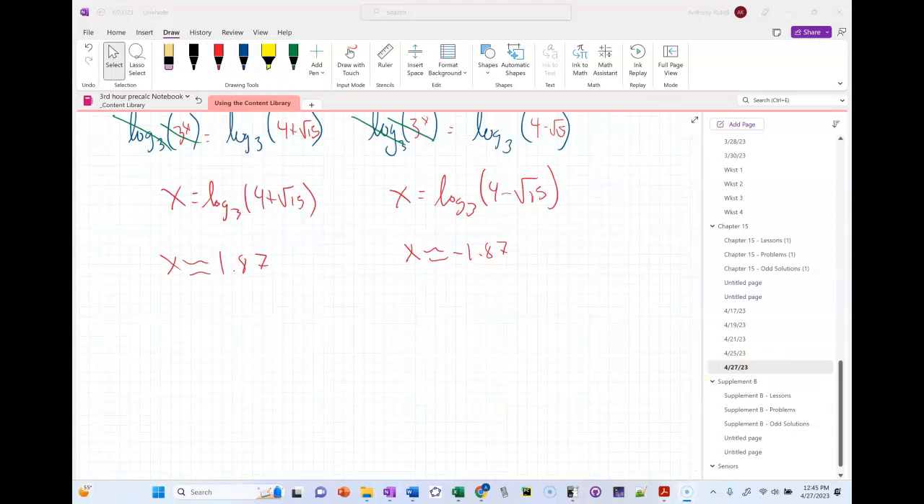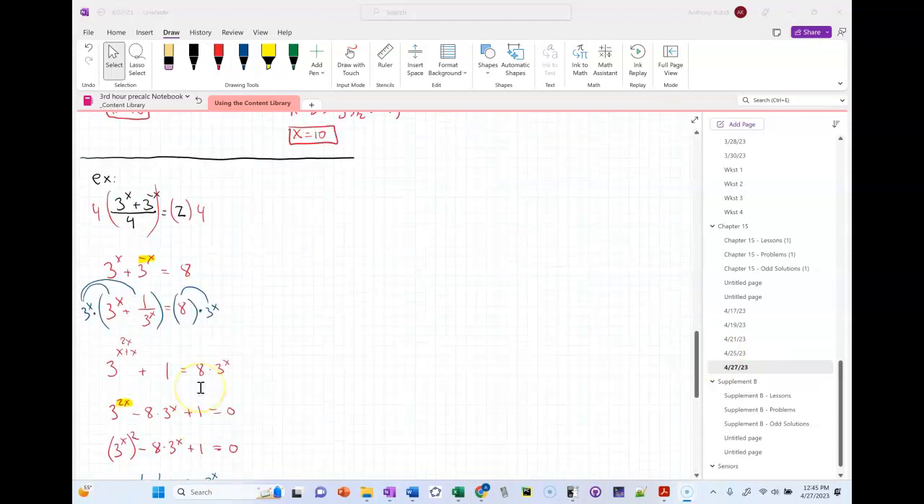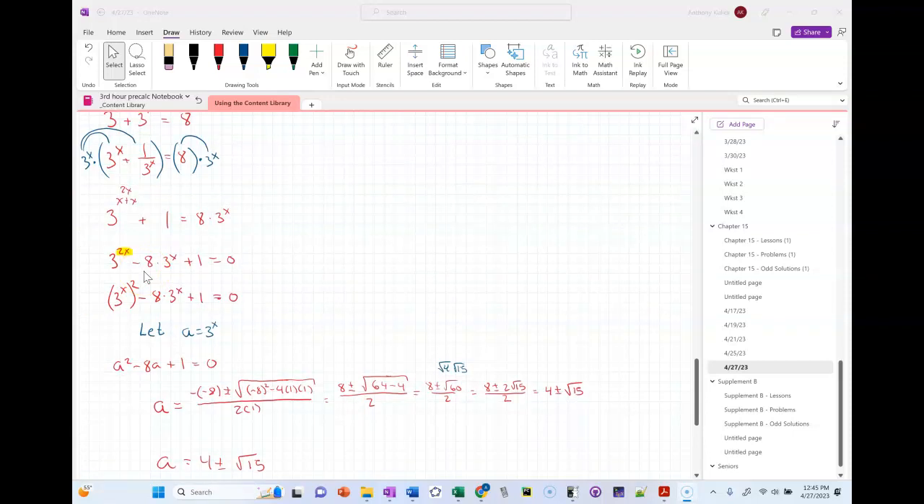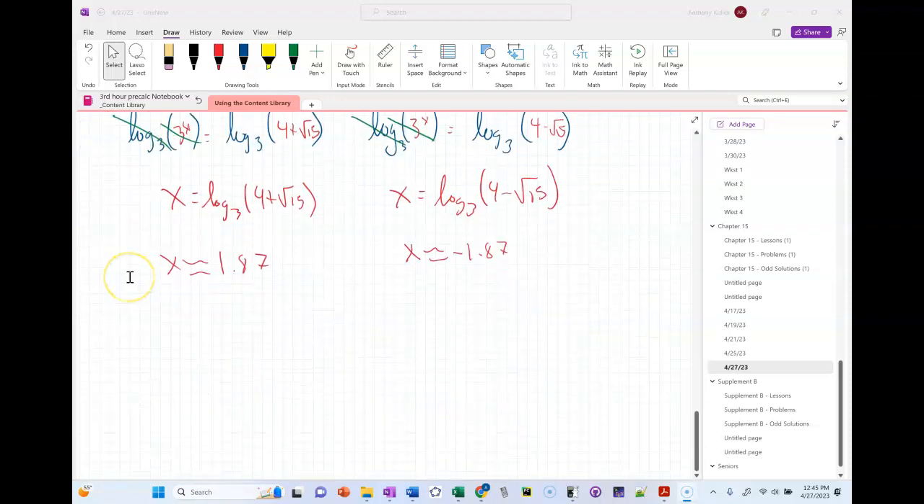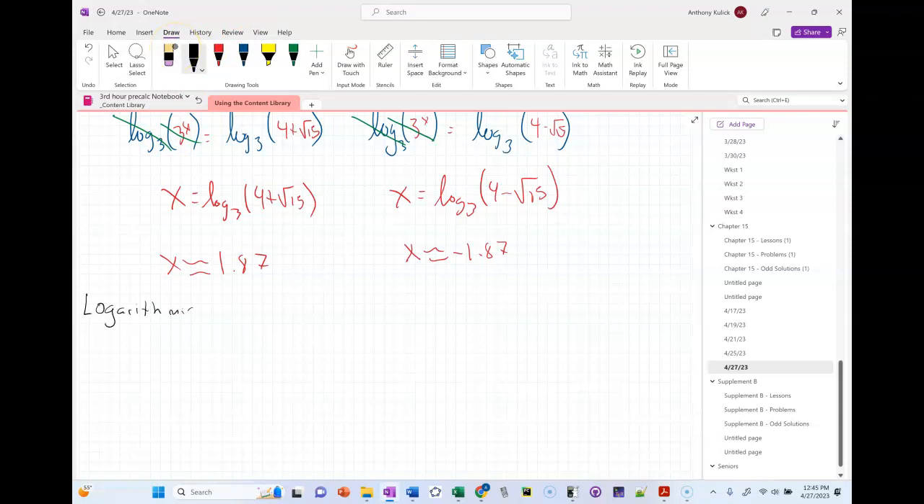Exponential equations, right? And we just showed you kind of the hardest version that we'll see, where our exponential equation is nested inside of a quadratic equation. So that's the hardest version that we'll see in this class of solving an exponential. Let's look at some logarithmic equation examples.